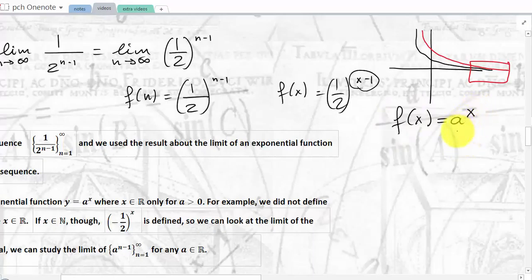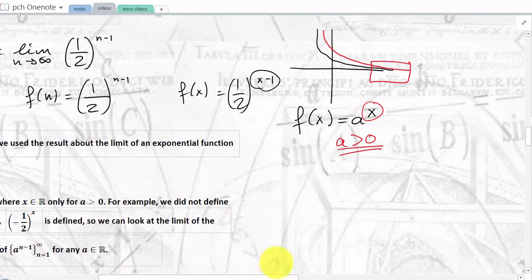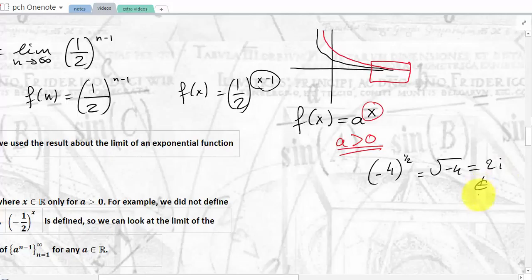Now, if you remember, the base of an exponential function had to be positive. We said that, right? It had to be positive if x was a real number. And the reason for that is that very quickly you may have some complex output. For example, if you look at -4 to the 1/2, that's the square root of -4. That is not real. This is 2i, so it's not a real number. So we had some issues when we took a real power if the base was negative.